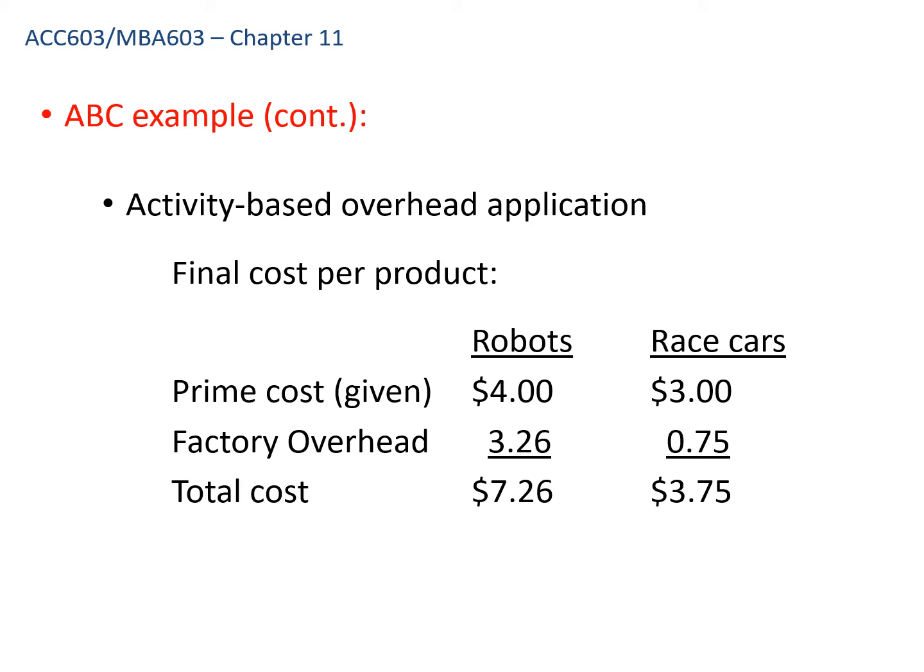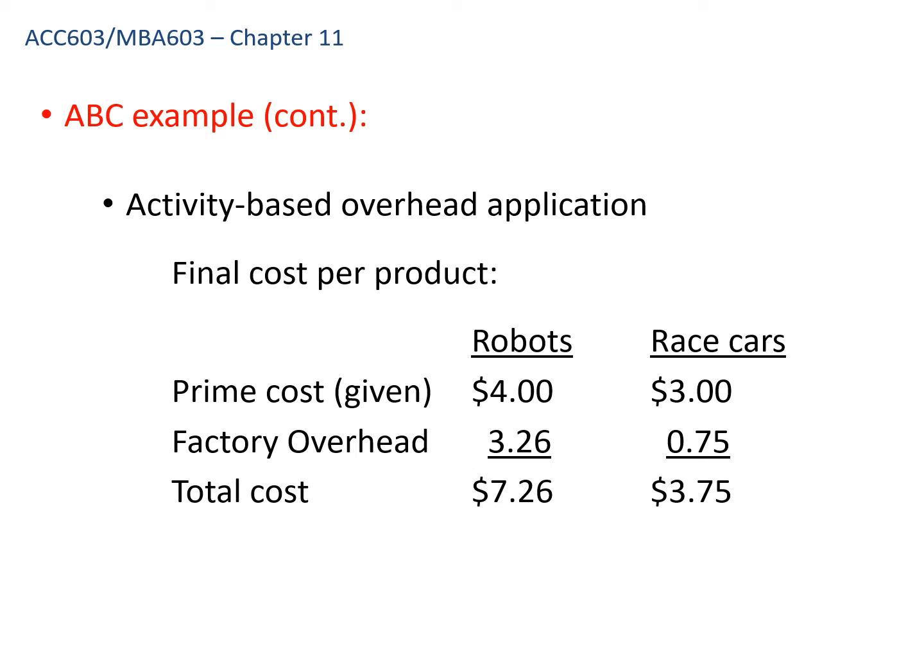So when I look at that, I have the prime cost that was given earlier, $4 and $3 there for, again, prime cost is direct material and direct labor. And now I've got my new factory overhead. So now I've got a more refined cost of $7.26 per robot and $3.75 for race cars. So remember when I told you to write the pricing down, the pricing we came up with for robots was $7.20. So if my actual cost, if the demand that product places on my company is really $7.26 per unit, it means I'm losing 6 cents each time I make one of those.